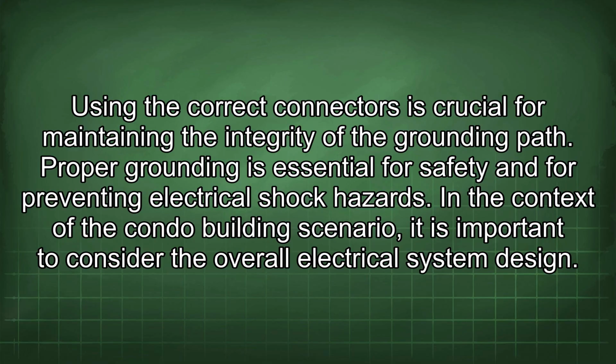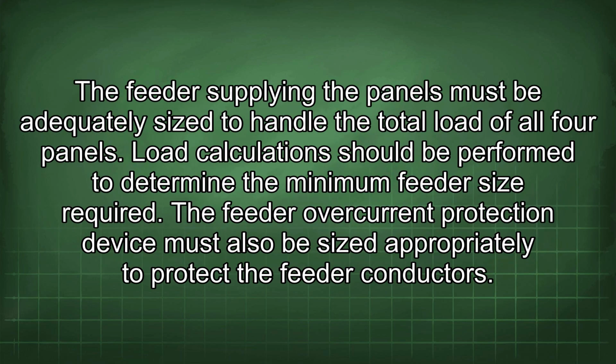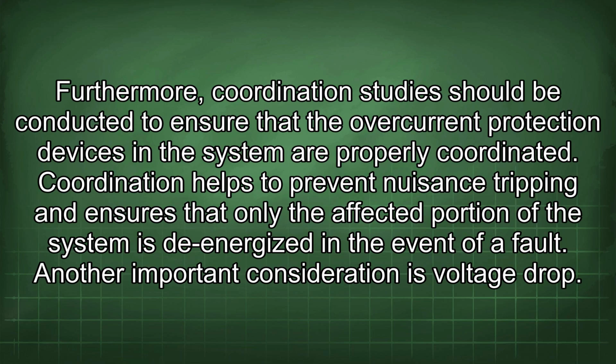In the context of the condo building scenario, it is important to consider the overall electrical system design. The feeder supplying the panels must be adequately sized to handle the total load of all four panels. Load calculations should be performed to determine the minimum feeder size required. The feeder overcurrent protection device must also be sized appropriately to protect the feeder conductors. Furthermore, coordination studies should be conducted to ensure that the overcurrent protection devices in the system are properly coordinated.